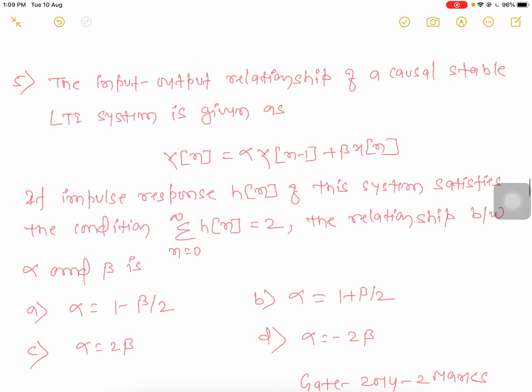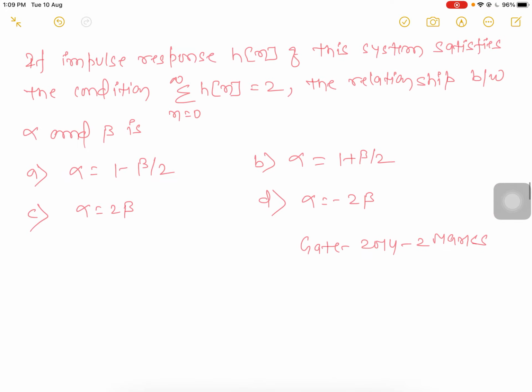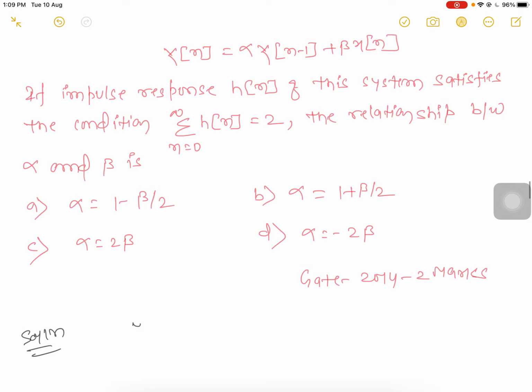Coming to the next question. This question was asked in GATE 2014 for 2 marks. The input-output relation of a causal stable LTI system is given. If the impulse response h(n) of this system satisfies the condition that the summation of h(n) from n equal to 0 to infinity is equal to 2, we have to find the relationship between alpha and beta.